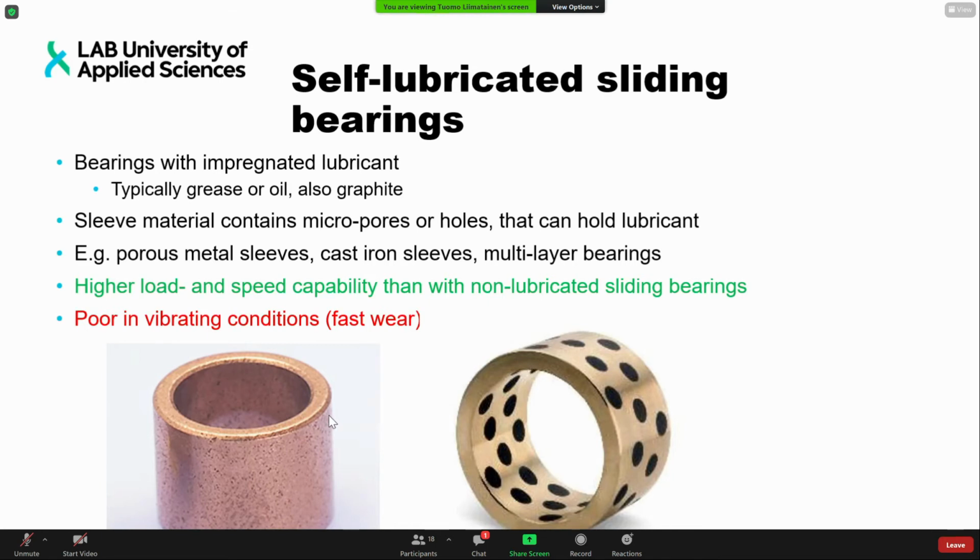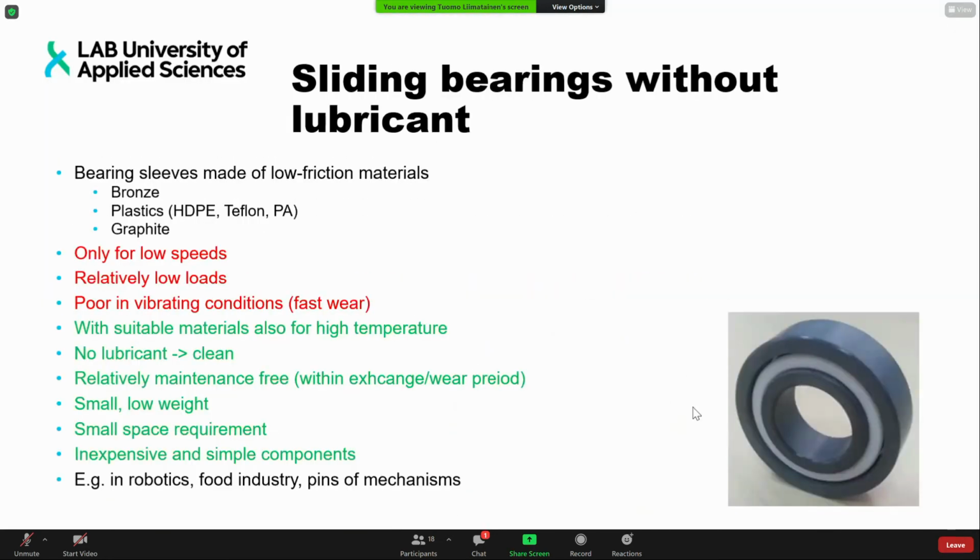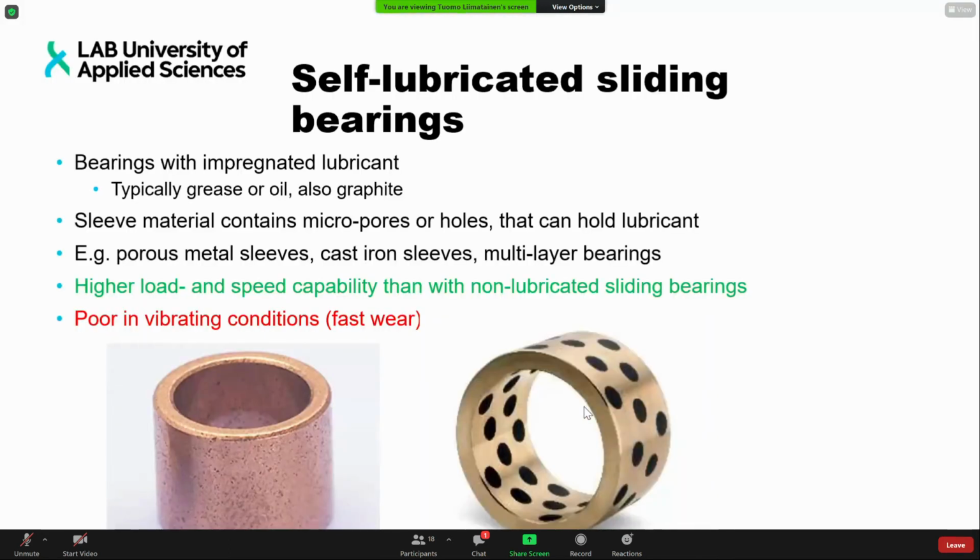And of course, these bearings, when they introduce lubrication, can provide higher load and higher speed capability compared to these simple bearing types. But nevertheless, these are also not that good in vibrating conditions, because the lubrication film is not fully consistent and will easily go away from the contact point due to the vibration. So these will also wear quite fast in vibrating conditions. Well, whether it is too fast depends, of course, on your application.